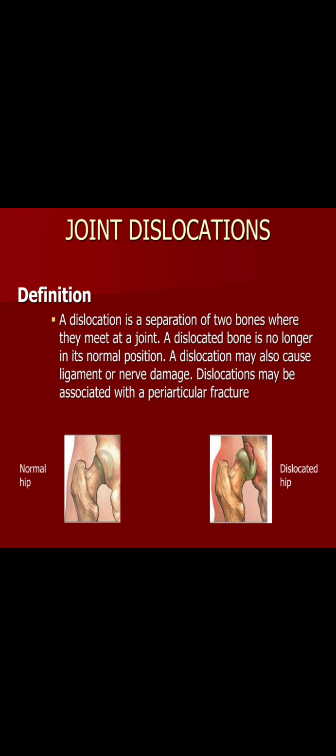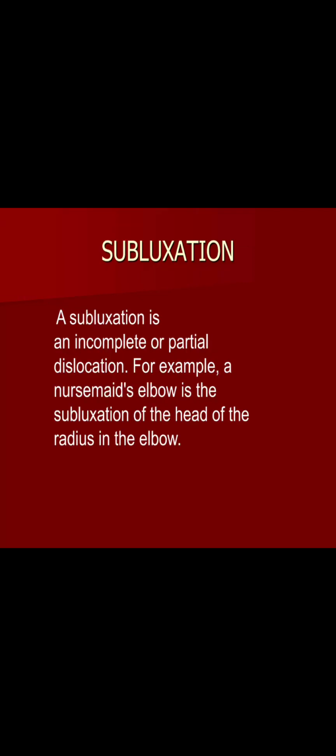As I told you before, dislocation may cause ligament or nerve injury. So remember, when a joint or a bone is pulled apart, the nerve or ligament around it, of course, gets hurt and damaged, and is not in its normal position. So this happens when dislocation occurs. It may be a periarticular fracture or an intra-articular fracture, but in most cases, joint dislocation is a periarticular fracture.